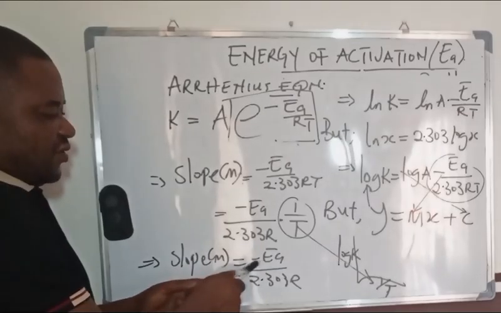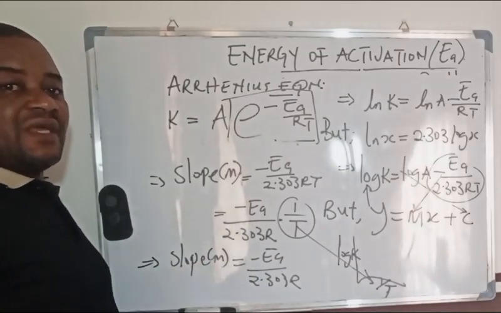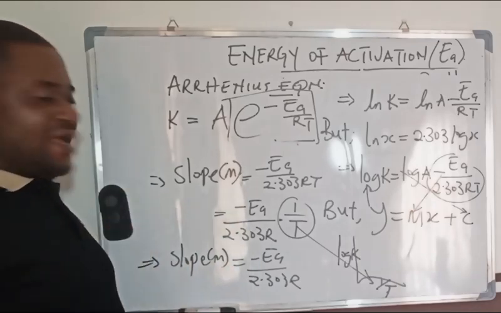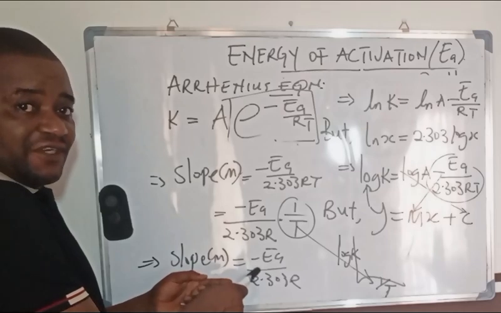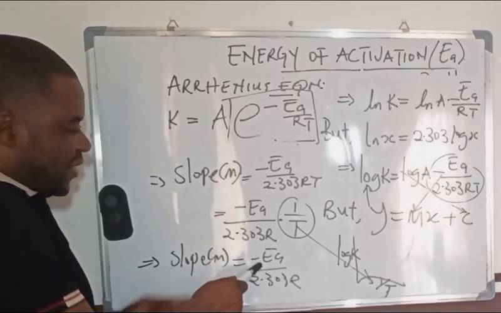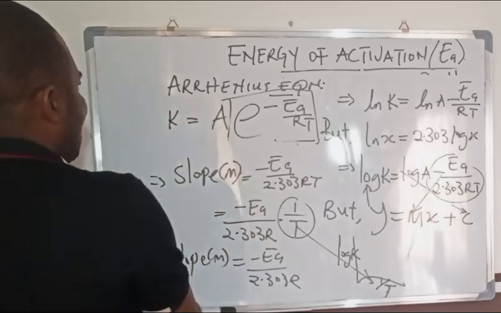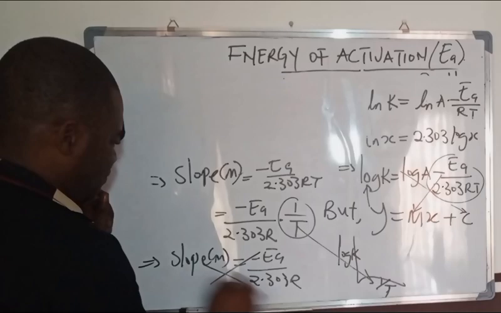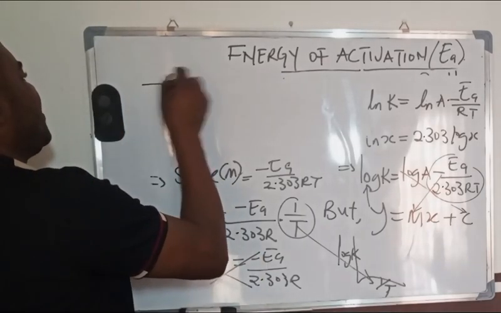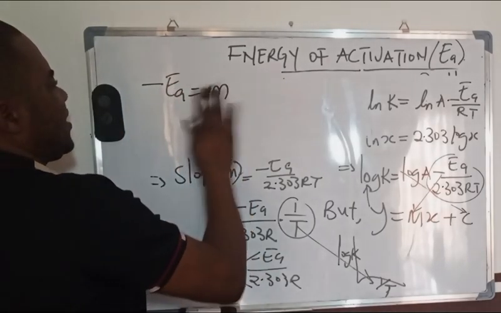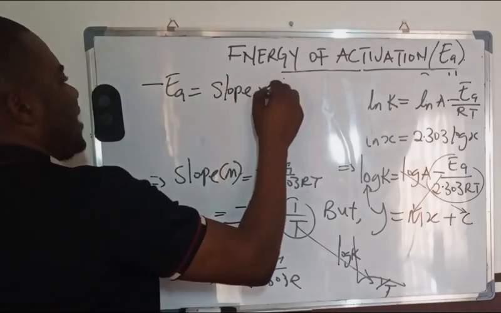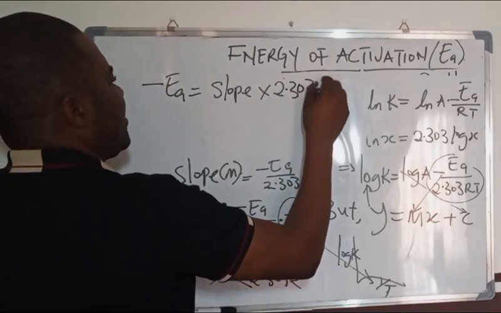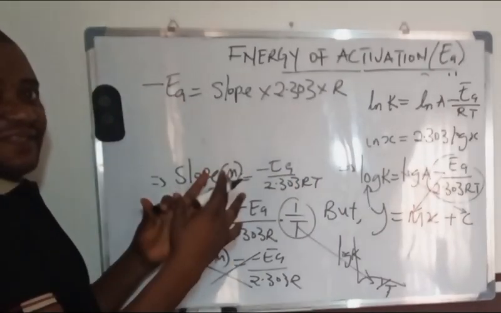So we make this the subject of the formula because we are looking for what? That minimum extra amount of energy that is required by the reactants for a chemical reaction to take place. And that is the activation energy. So we can use this as a subject of the formula and cross multiply. It means we have minus EA is equal to slope, which is m, times 2.303 times R.